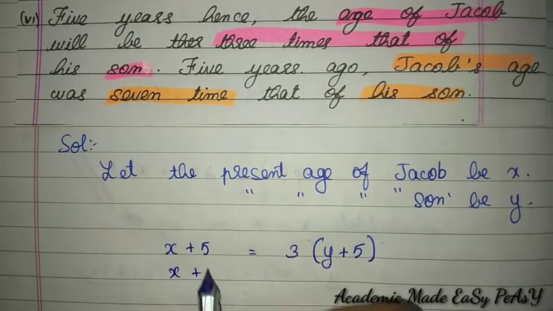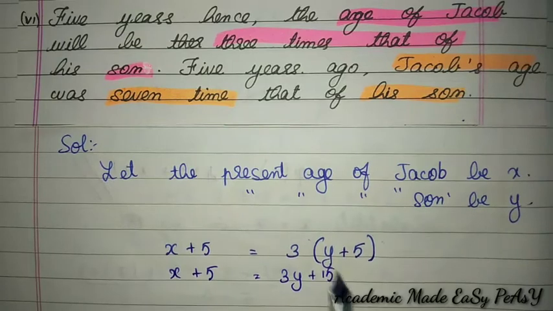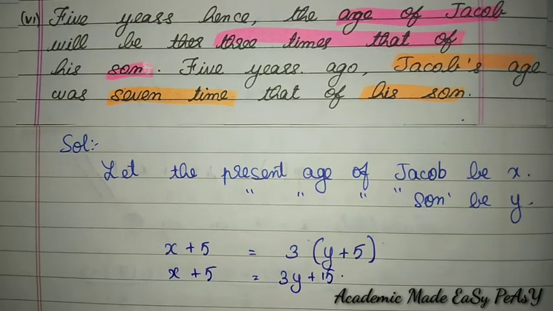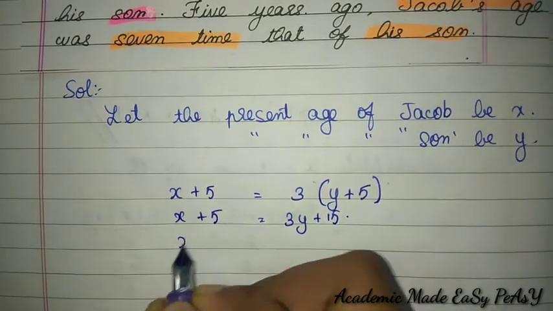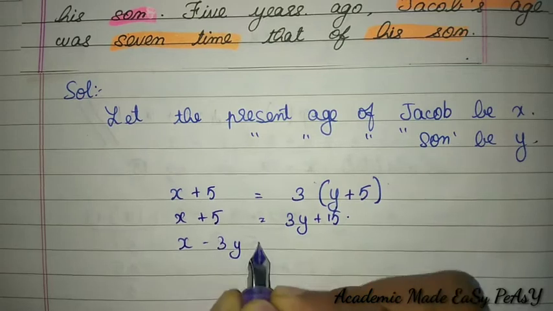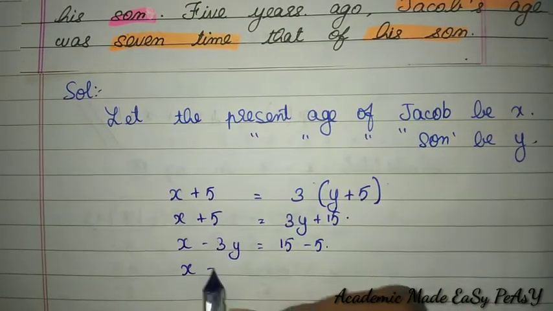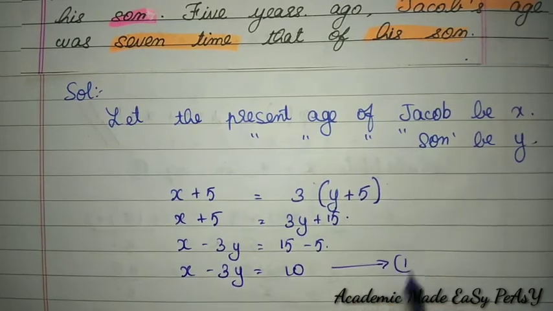So now let us start simplifying this equation. So x plus 5 is equal to 3y plus 15. So I will be having variables on one side and numbers on one side. So x minus 3y is equal to 15 minus 5. So x minus 3y is equal to 10. So let this be equation 1.